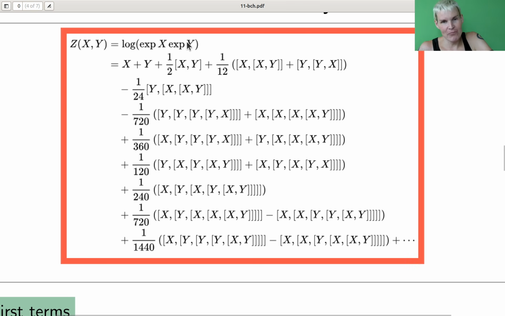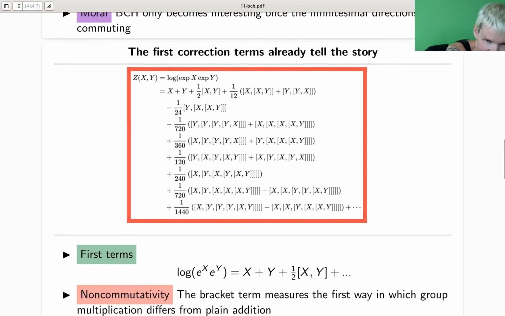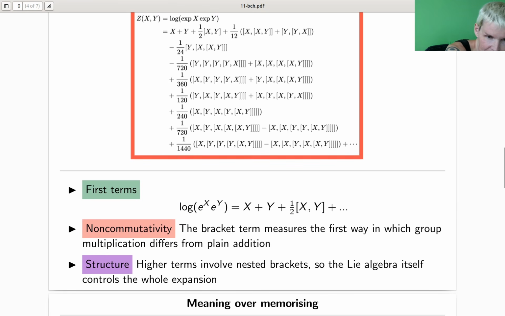So you take first order brackets, second order brackets, third order brackets, fourth order brackets, fifth order brackets. Fine. So let's not look at it anymore, and let's just keep on going. Let's just focus on the first term. So essentially, higher terms involve nested brackets, so fourth order brackets, fifth order brackets, and so on.